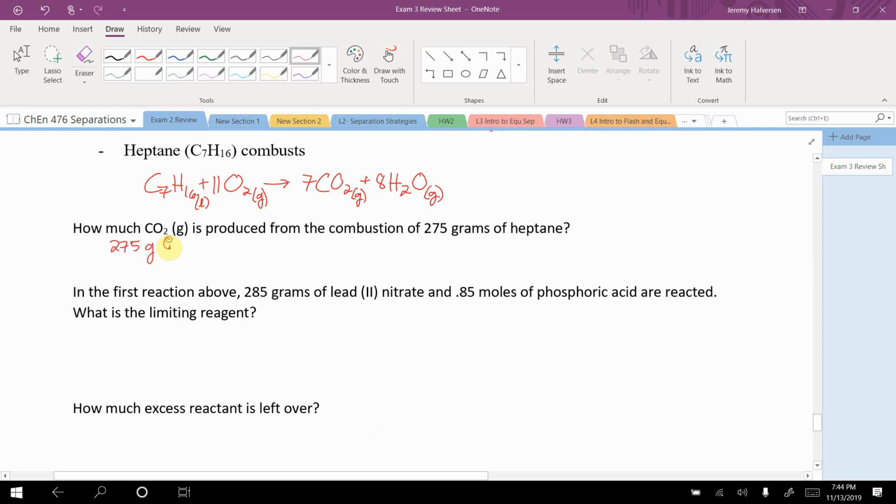275 grams C7H16. I'm just converting to CO2. If I want to use the ratios, what do I need to be in? Moles. What's the molar mass?